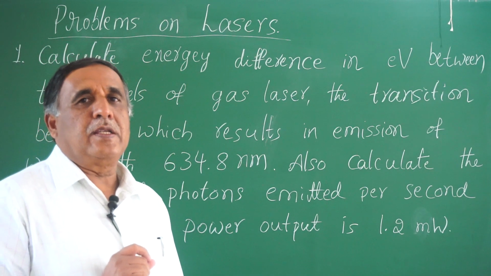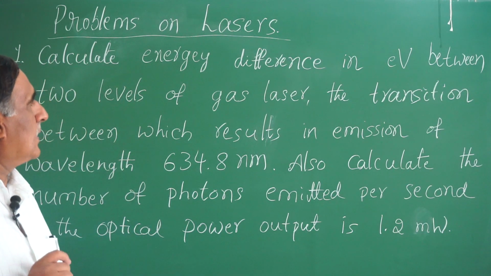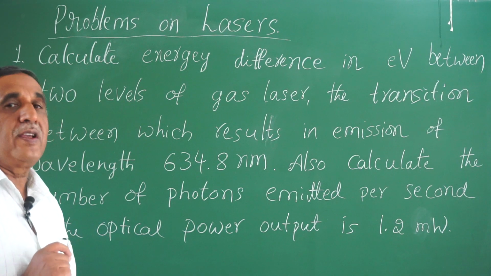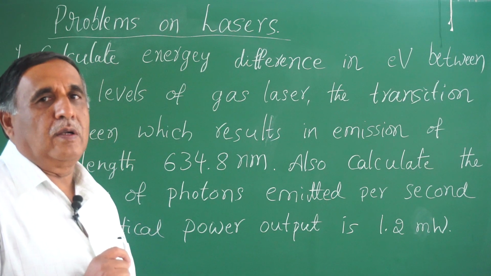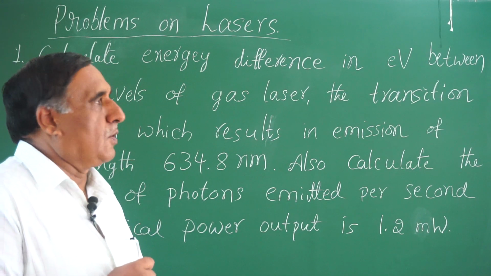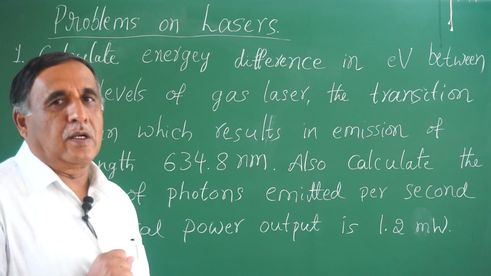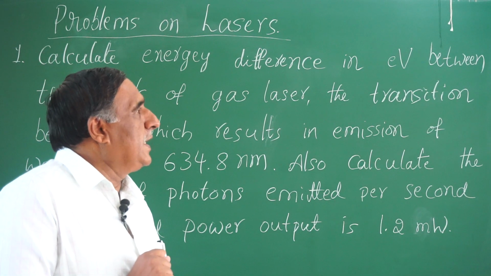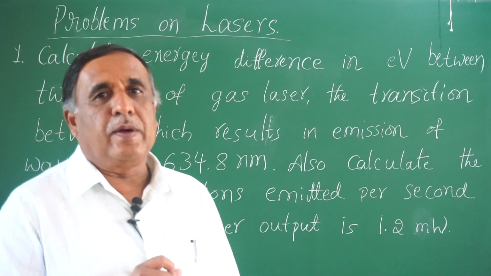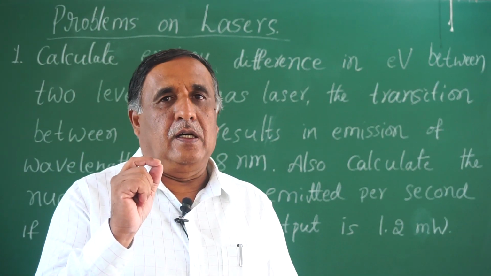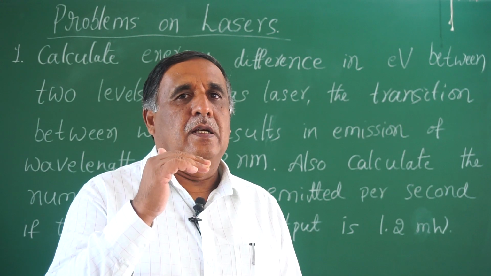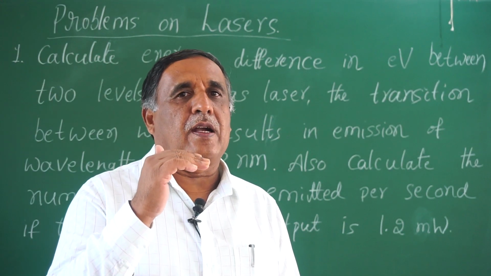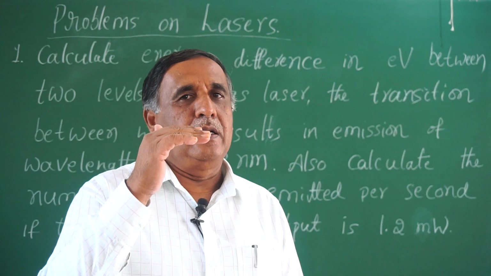Now the equation used for this one. First let us look at the energy difference in electron volt. The SI unit of energy is joule, but here it is asked in electron volt. Now the expression for energy difference is E2 minus E1, where E1 is the energy of the atom in the lower energy level, and E2 is the energy of the atom in the higher energy level.